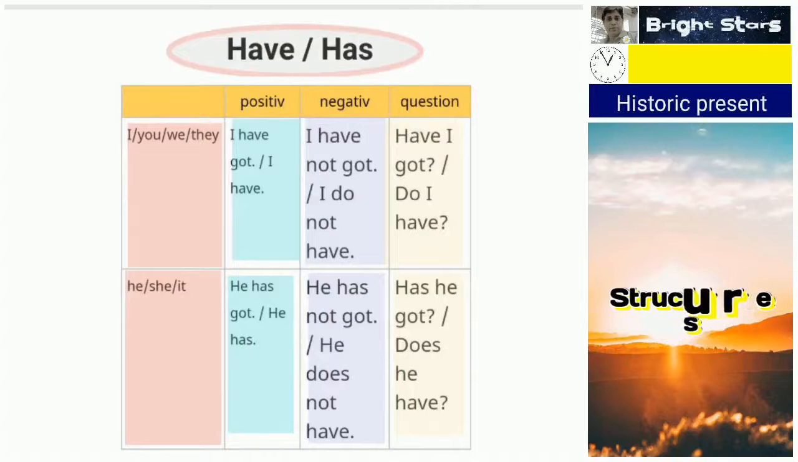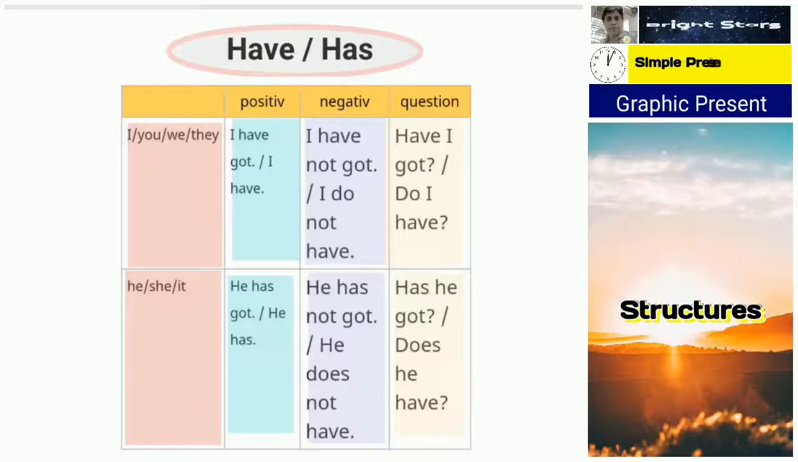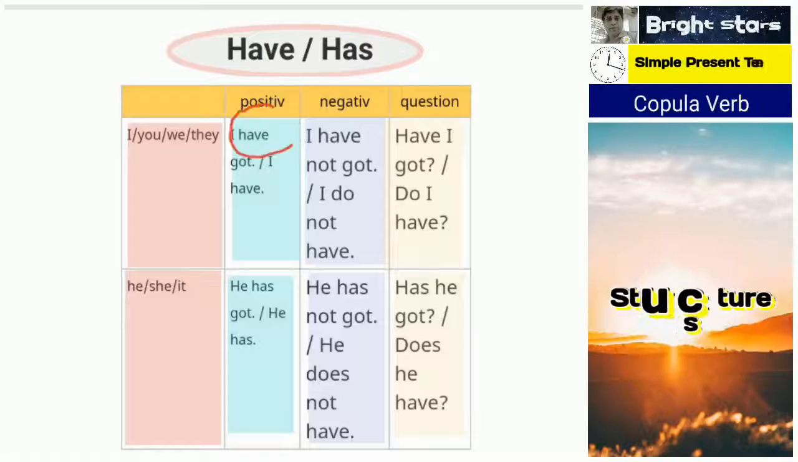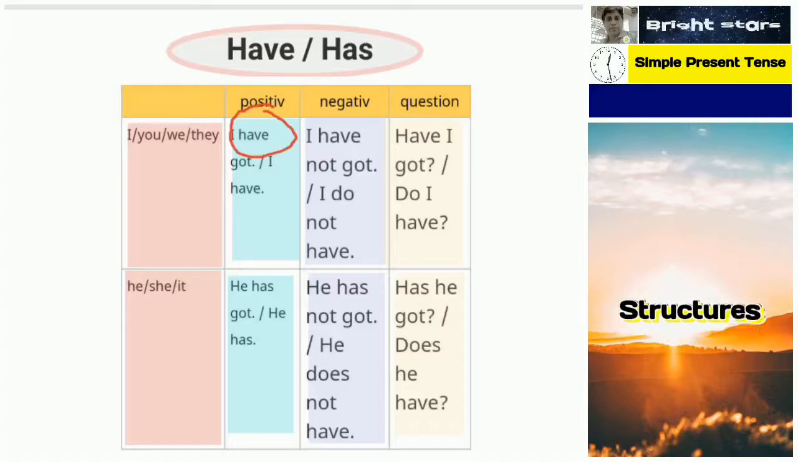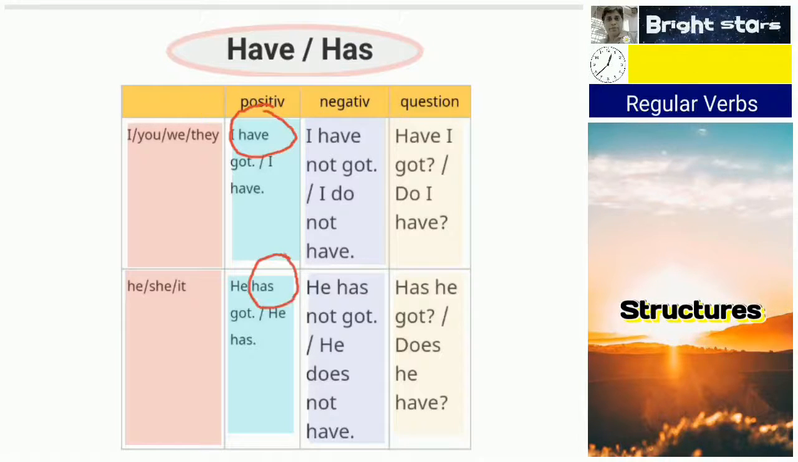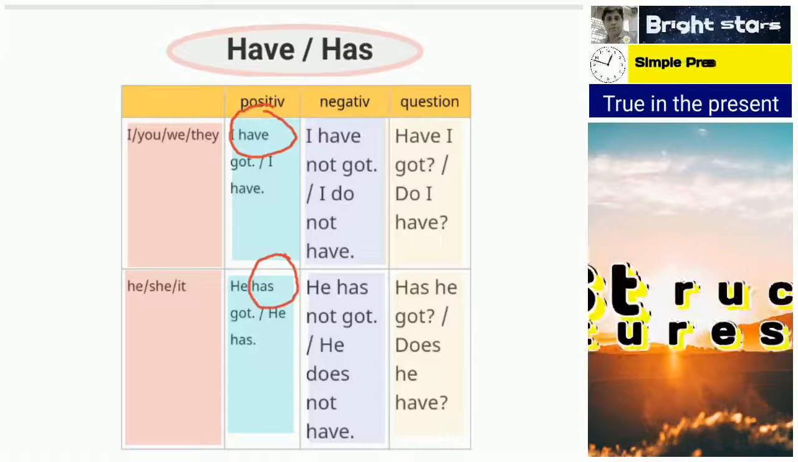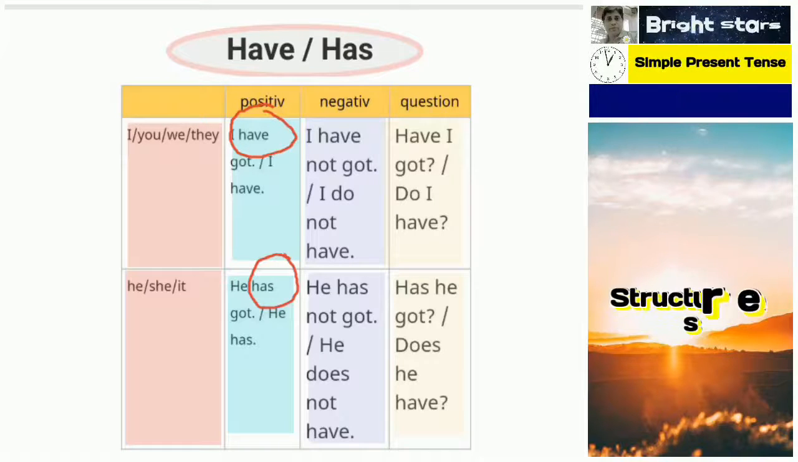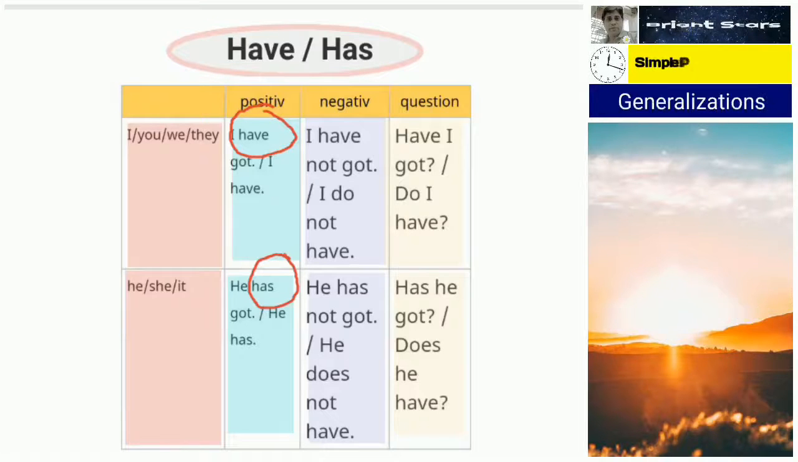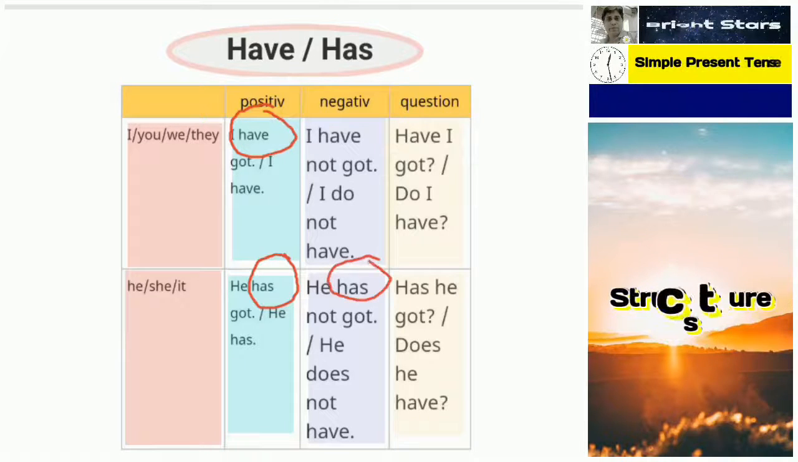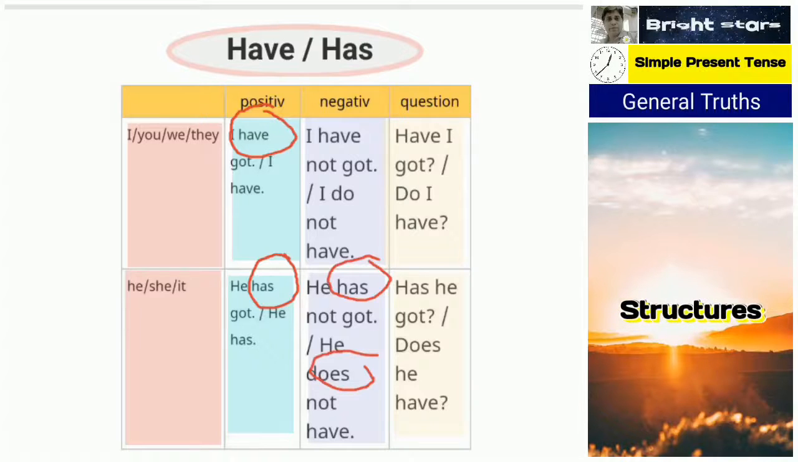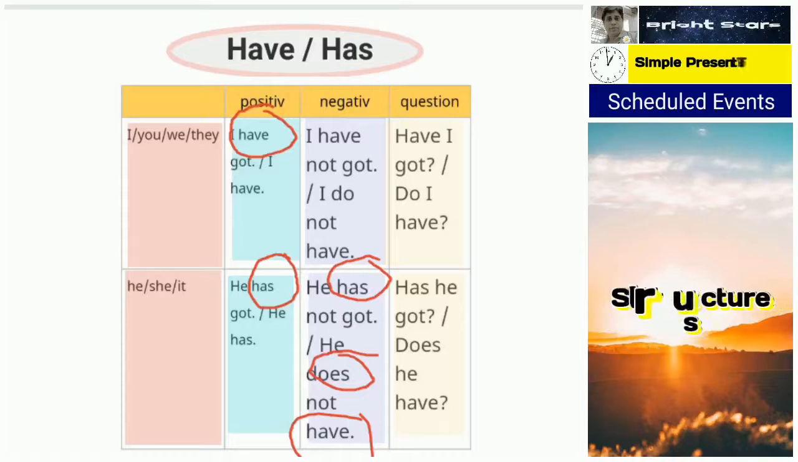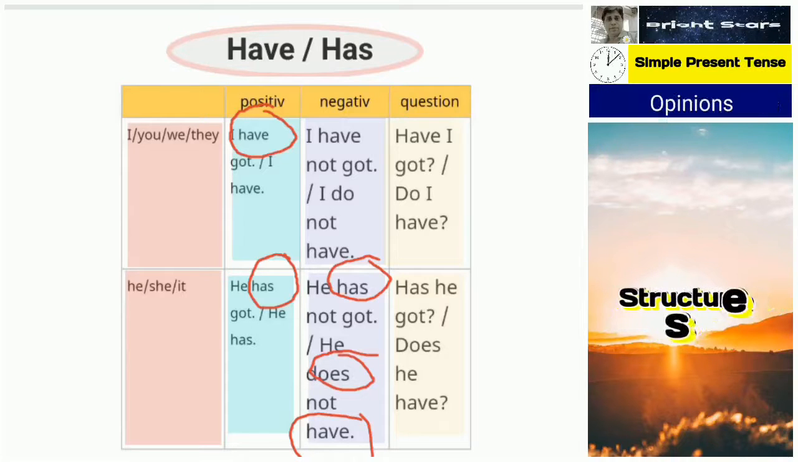For I, you, we, they, we use have. But for he, she or it, we use has. I have not got, I do not have, he has not got, he does not have. So you can see, when does comes, has will become have. So does doesn't allow us to modify the main verb.